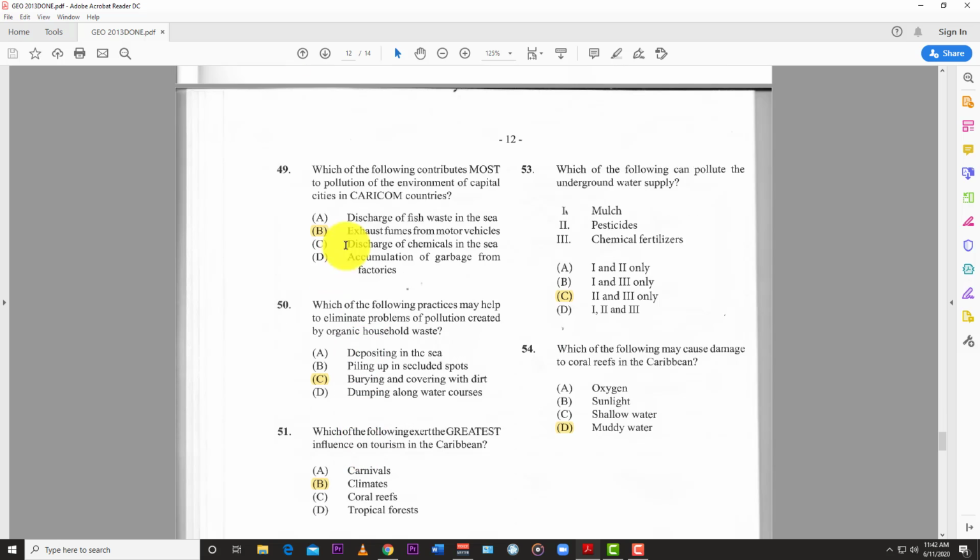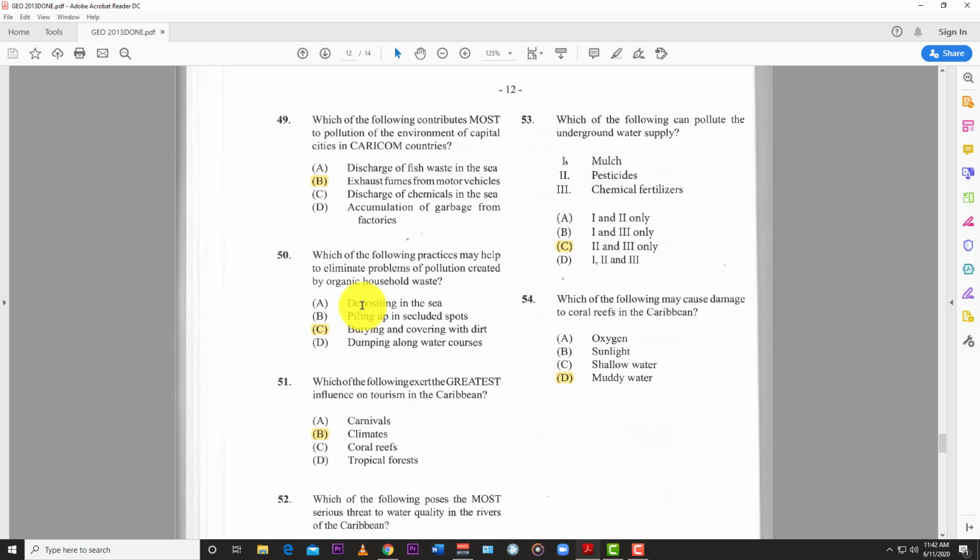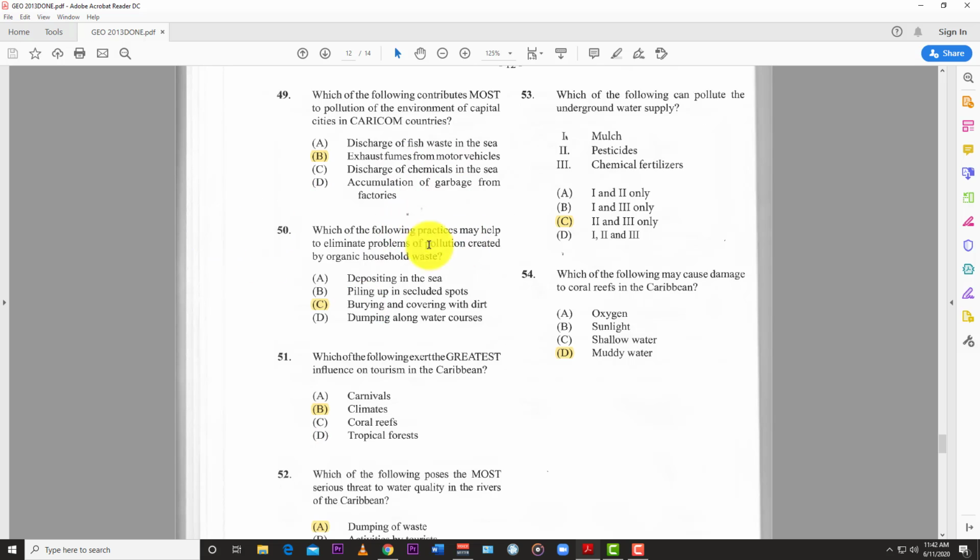Alright, 49, which of the following contributes most to pollution of the environment of capital cities in CARICOM countries? And the best answer is B, exhaust fumes from motor vehicles. Number 50, which of the following practice may help to eliminate problems of pollution created by organic household waste? And the answer here is C, burying and covering with dirt. Alright, burying and covering with dirt. Of course, you can't dump it in the water. So burying and covering with dirt.